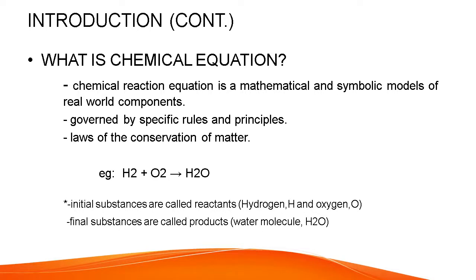As an example, consider the chemical equation H2 plus O2 will become H2O. This is an example of a chemical equation, which is a concise way of representing a chemical reaction. Please note that the initial substances are called reactants, which in this case are the hydrogen atoms and the oxygen atoms. And the final substance, which is the water molecule H2O, is called the product.